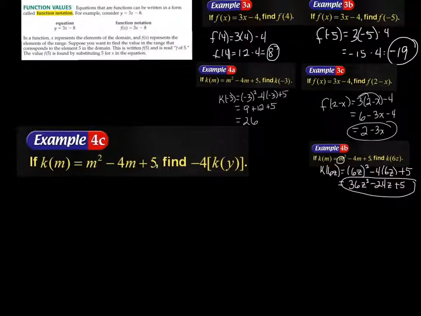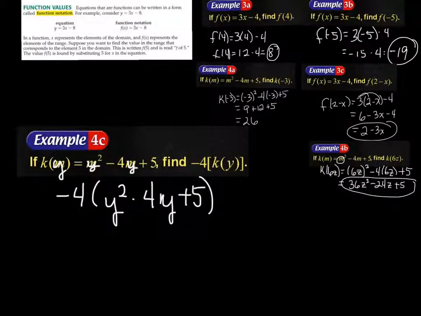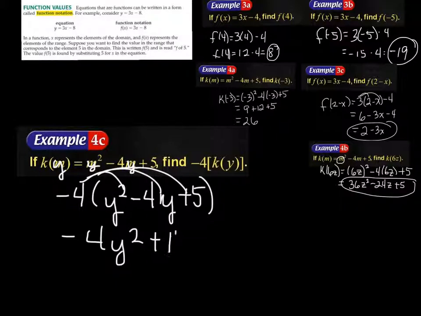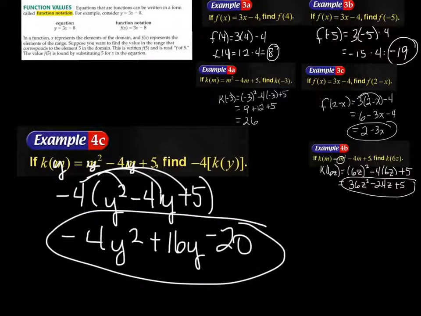Third problem with the same rule, k of m still equals m squared minus 4m plus 5. This time they want me to find negative 4 times k of y. So every place there was an m, I'm going to put a y. That looks messy, but I'm trying to make a point. So it's going to be y squared minus 4y plus 5. All I have left to do is distribute, and I have negative 4y squared. Negative times negative is a positive 16y, and minus 20. I have no like terms. I cannot combine them. I am done.